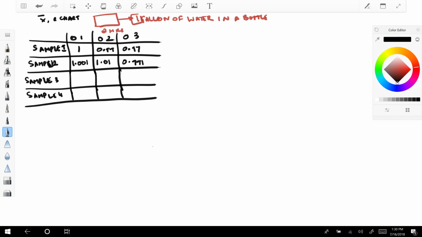The third sample, which is at the end of the sixth hour, we observe bottle 1 has a weight of 1.02 gallon, the second bottle has a weight of 0.98, and the third bottle is 1.003. Sample 4: 0.993, 0.992, and then 0.99.